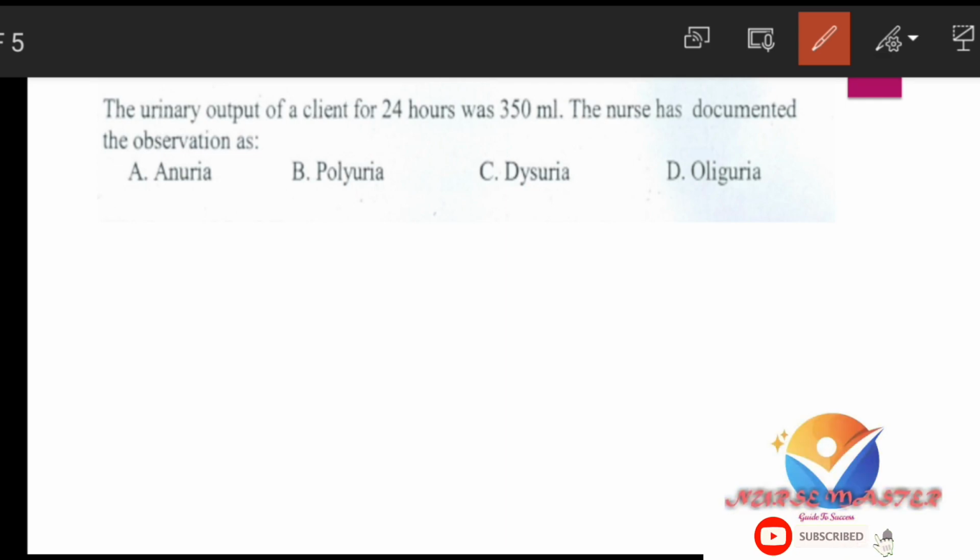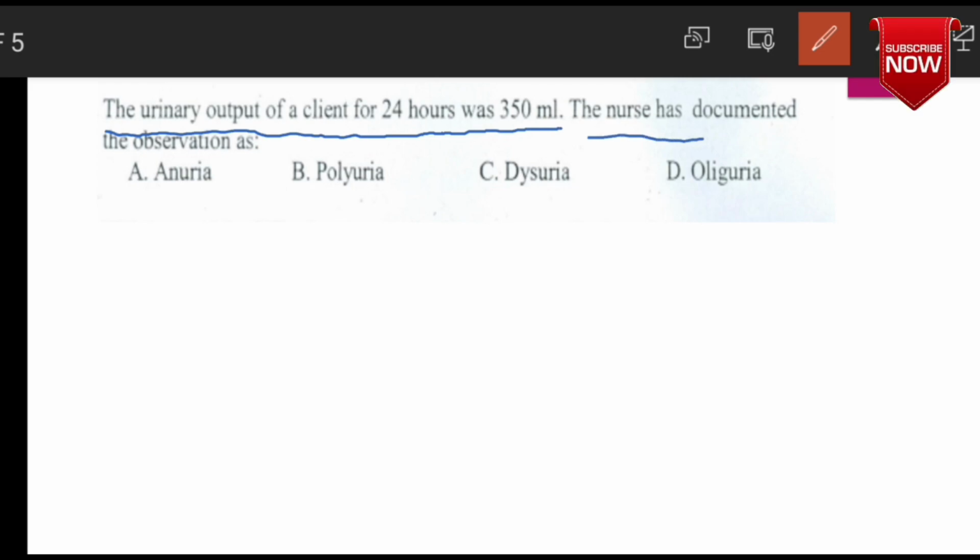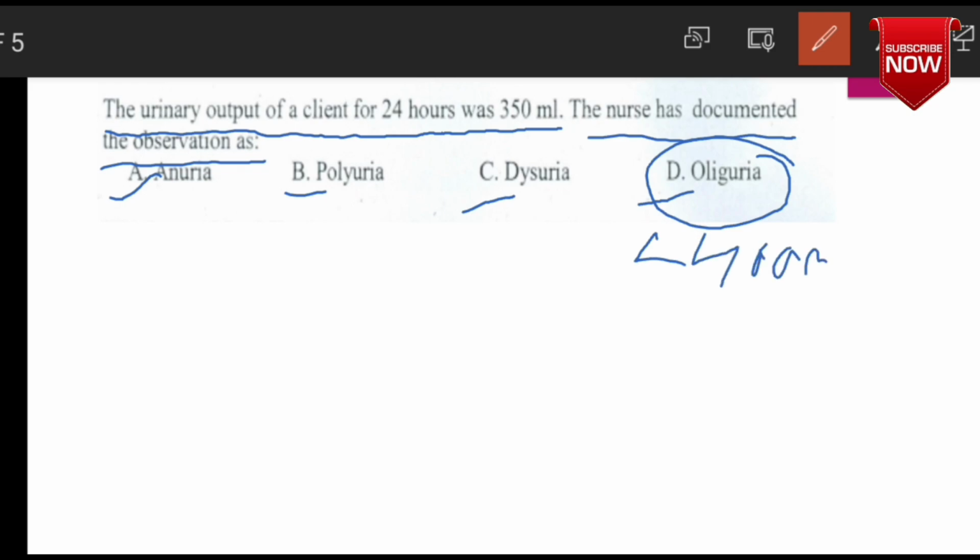First question. The urinary output of a client for 24 hours was 350 ml. The nurse has documented the observation as option A, anuria, option B, polyuria, option C, dysuria, option D, oliguria. The correct answer is option D, oliguria. Oliguria is the urine output less than 400 ml per day.